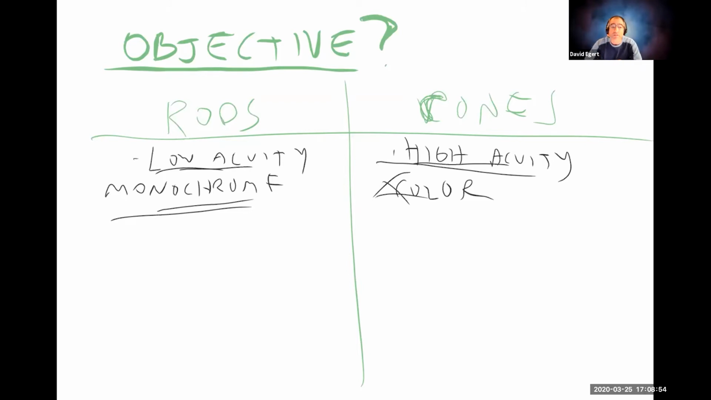What are other differences between rods and cones? Response time. So one was the response time. We talked about rods having a slower response.